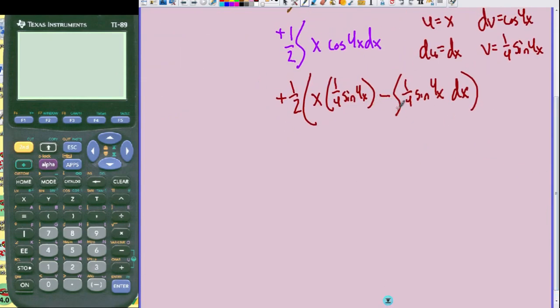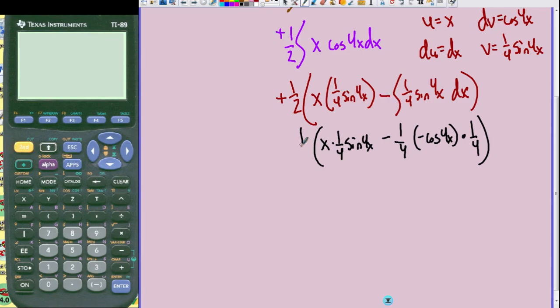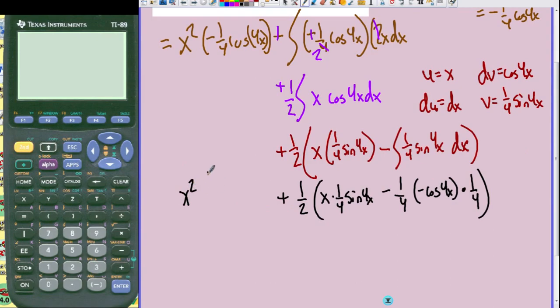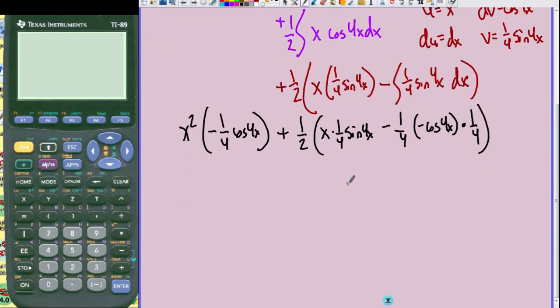So the integral of this thing right here is going to be negative 1/4 times negative cosine of 4x times another 1/4. So, u substitution. And this is going to be x times 1/4 sine of 4x times that 1/2 on the outside. And I'm going to drop down the other thing too: x squared times negative 1/4 cosine of 4x. Looking messy, and don't forget the plus c by the end.